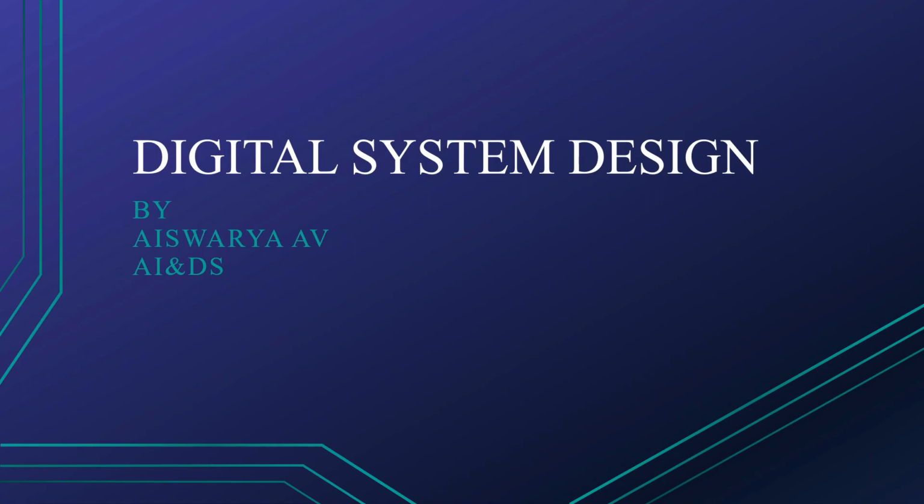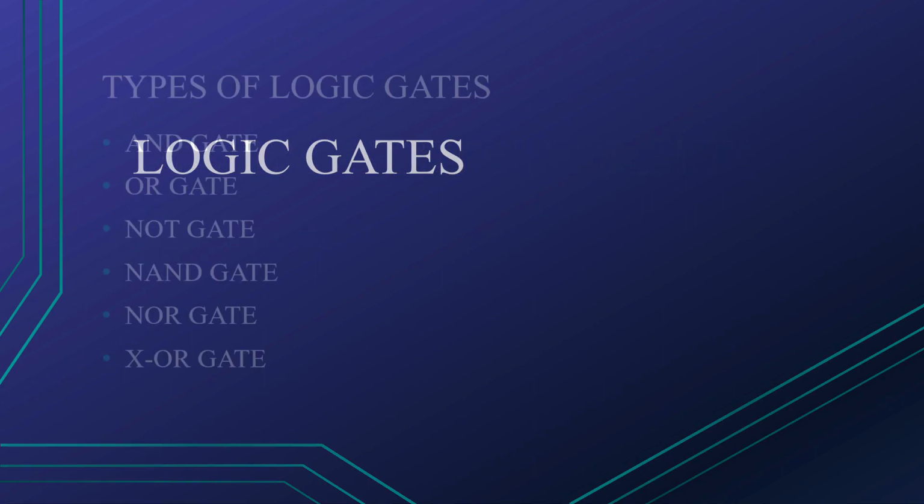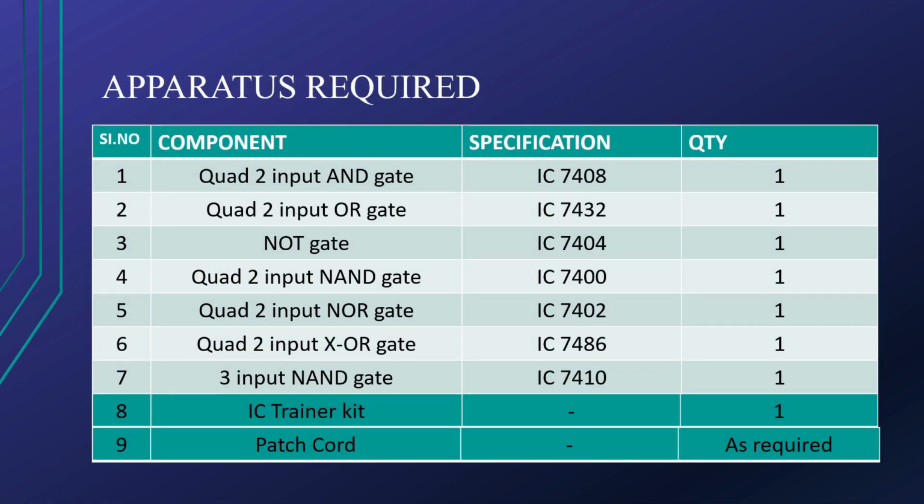Hello friends, now we are going to see about logic gates. There are about 6 types of logic gates: AND gate, OR gate, NOT gate, NAND gate, NOR gate and XOR gate. First, we are going to see what are all the apparatus required for performing this experiment.